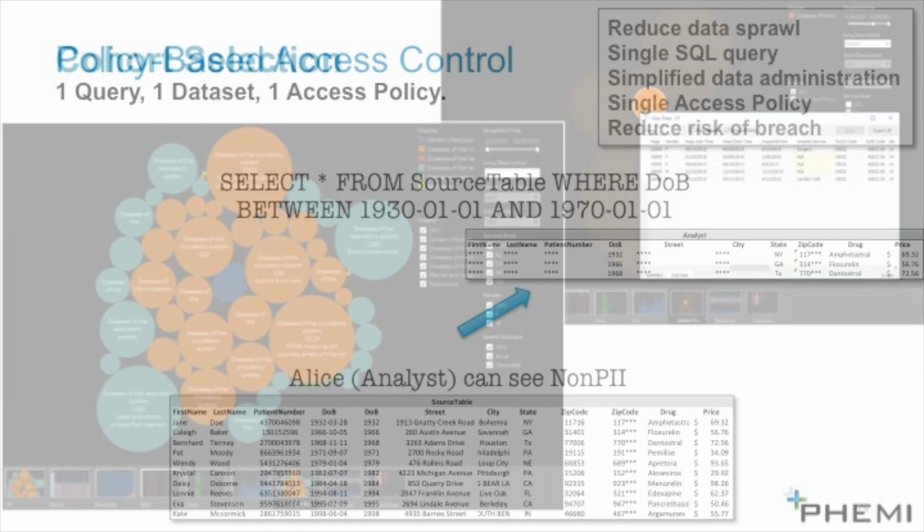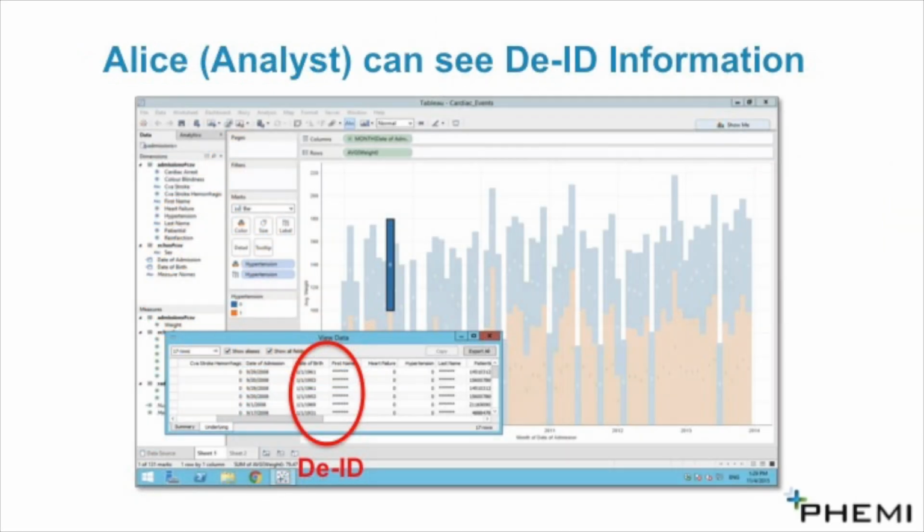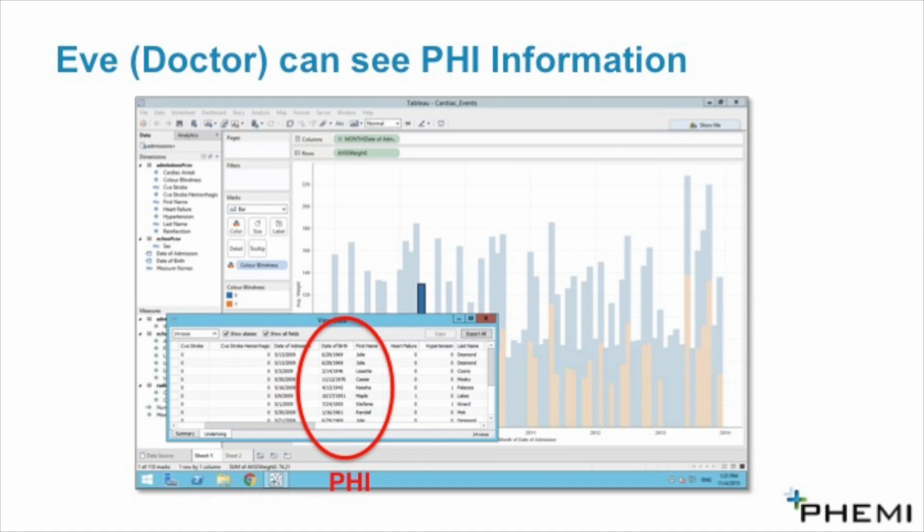For example, an authorized user can go to their favorite analytics tool, whether it's Tableau or Power BI, Qlik or other, and navigate and explore and query their data. They can even drill into the information, but based on the user permissions and the access policies, PHEMI will selectively return the correct data that's tagged as PII, PHI, PCI, 42 CFR Part 2, or consented data. For instance, Alice the analyst can see only de-identified information where names are masked and dates are truncated or perhaps perturbed. And Eve the doctor can see fully identified health information, but perhaps not claims data.